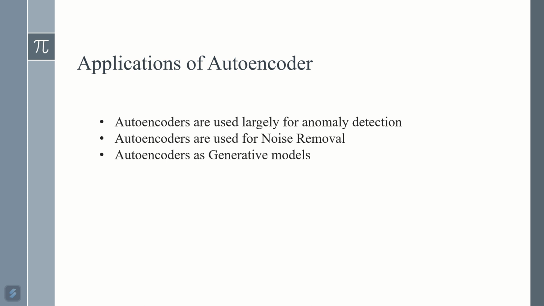Another interesting application is collaborative filtering, where autoencoders can help recommend products or content to users based on their past preferences or behaviors. They learn from the interaction between users and items to make personalized recommendations, like suggesting movies on a streaming platform or products on an e-commerce site.